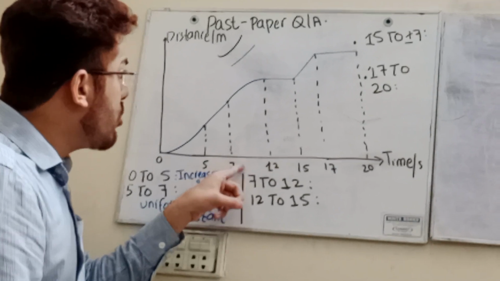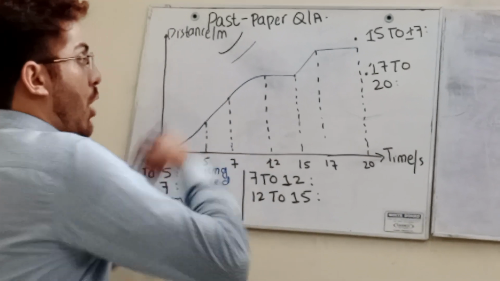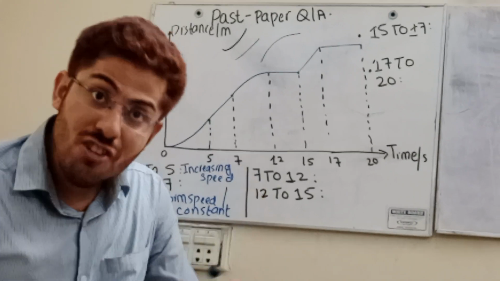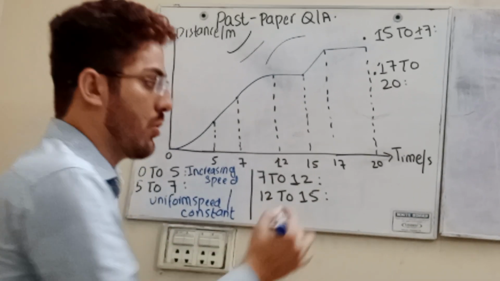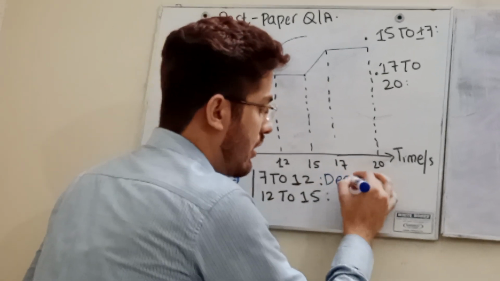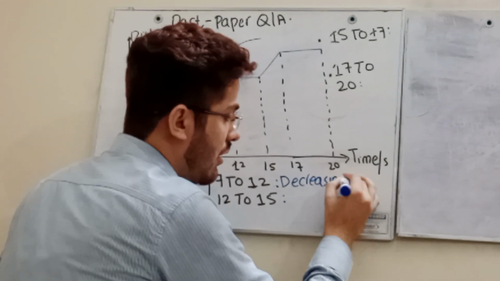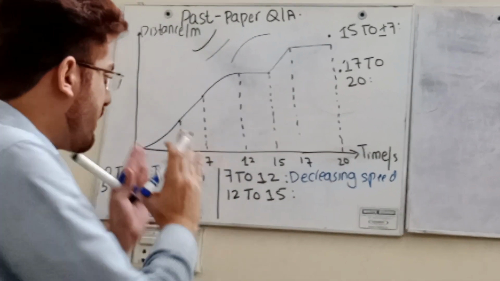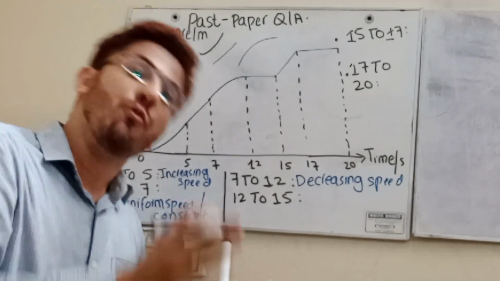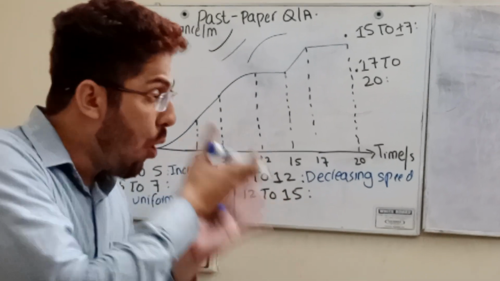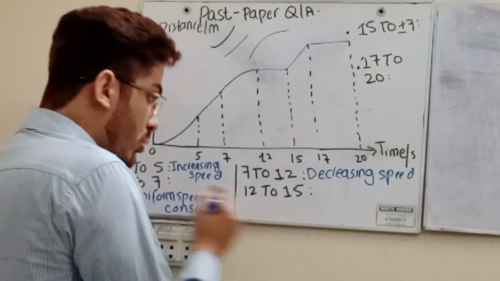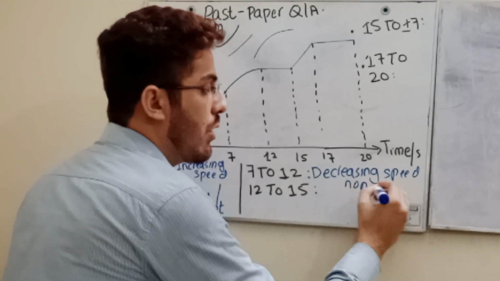Now 7 to 12, student. Now you are going to see this is basically angle is changing, speed is decreasing. Very good, decreasing speed. We are not dealing with whether it is uniform or non-uniform. If you want to write, very good. Non-uniform decreasing speed, very good. You can write non-uniform as well.